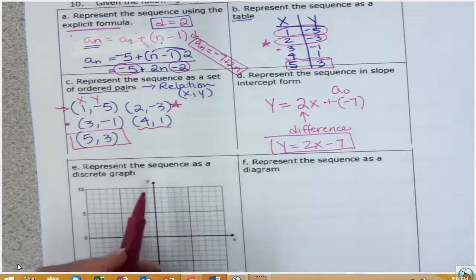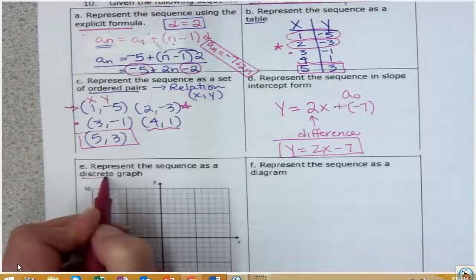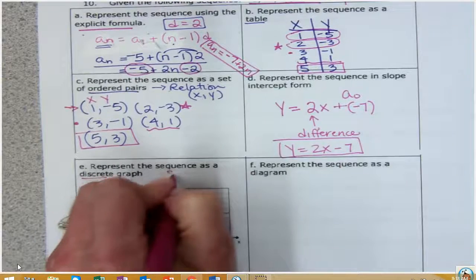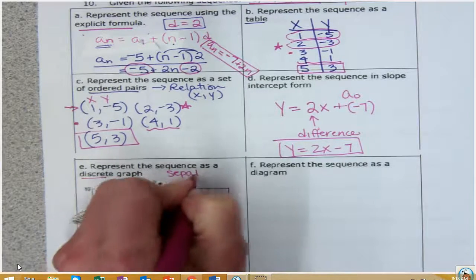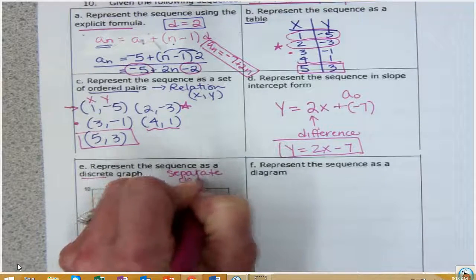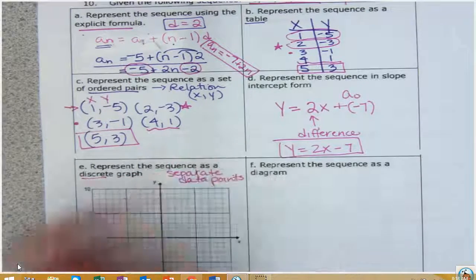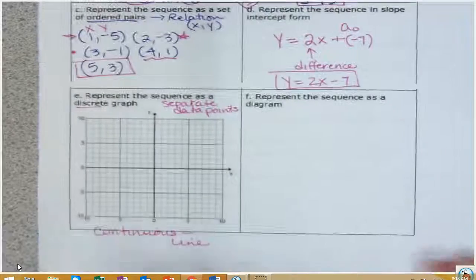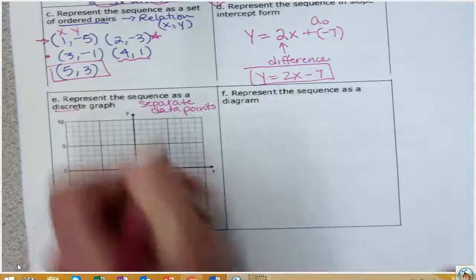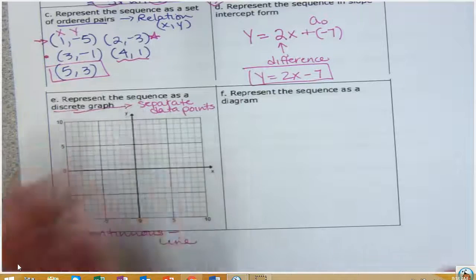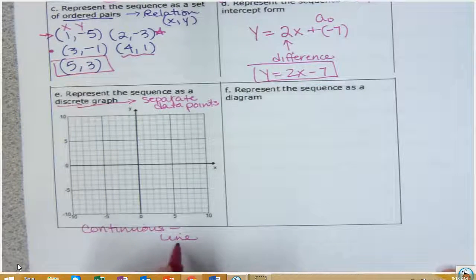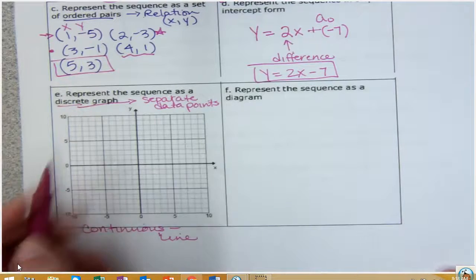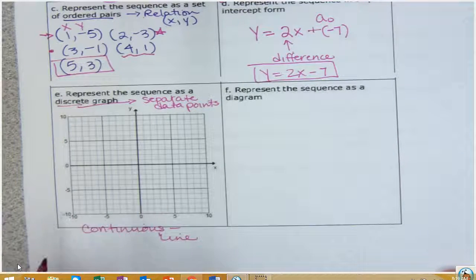Then represent it as a graph, and it talks about a discrete graph. We know that discrete are separate data points. Continuous would be represented by a line. So discrete are separate data points. Continuous data is a straight line. It doesn't have an in-between space.